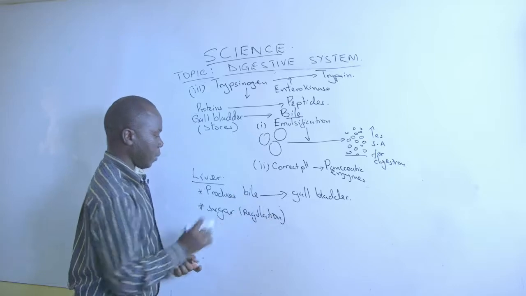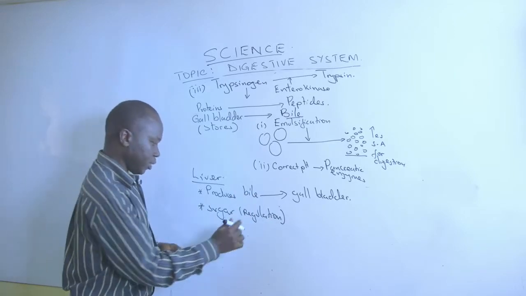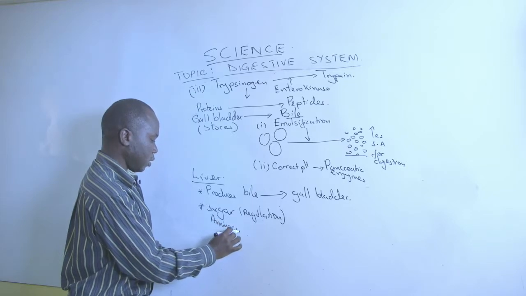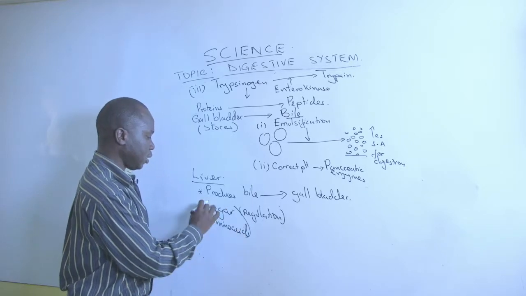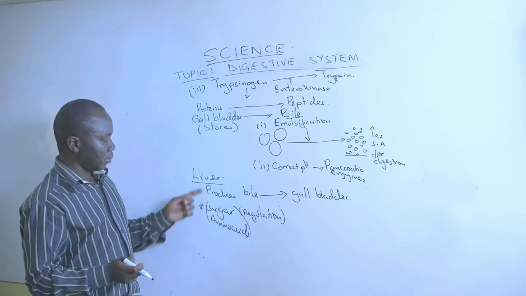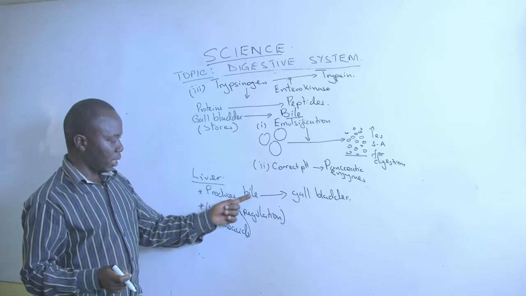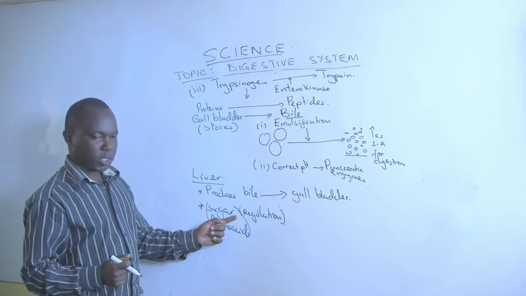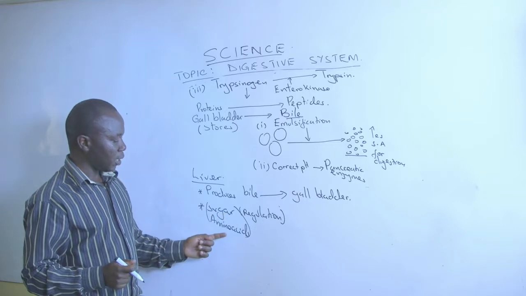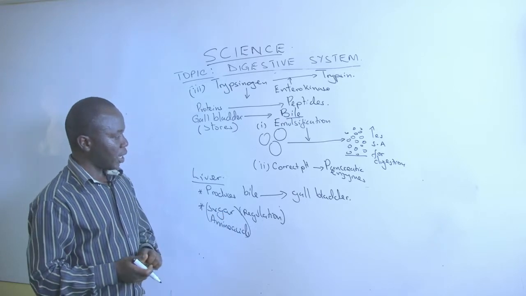It regulates sugar and other foods like amino acids before they join the rest of the circulatory system. So the liver produces bile, and then regulates the amount of foods in the blood, like sugar and amino acids.